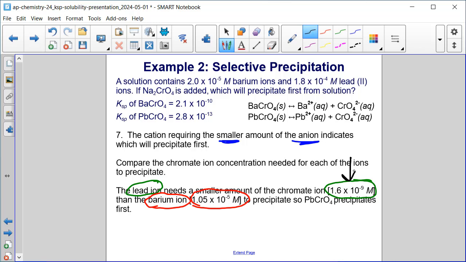The smaller number here is the 1.6 times 10 to the minus 9. So it is the lead ion that will begin to precipitate first. So we will see lead chromate precipitate first.